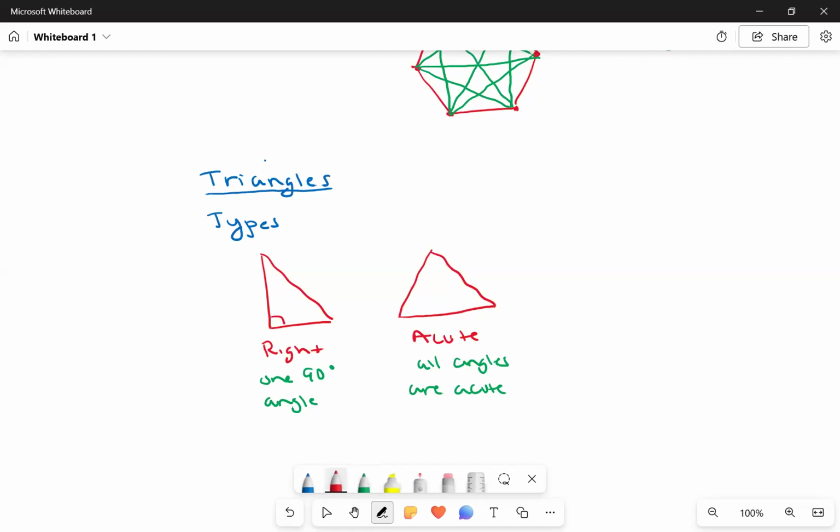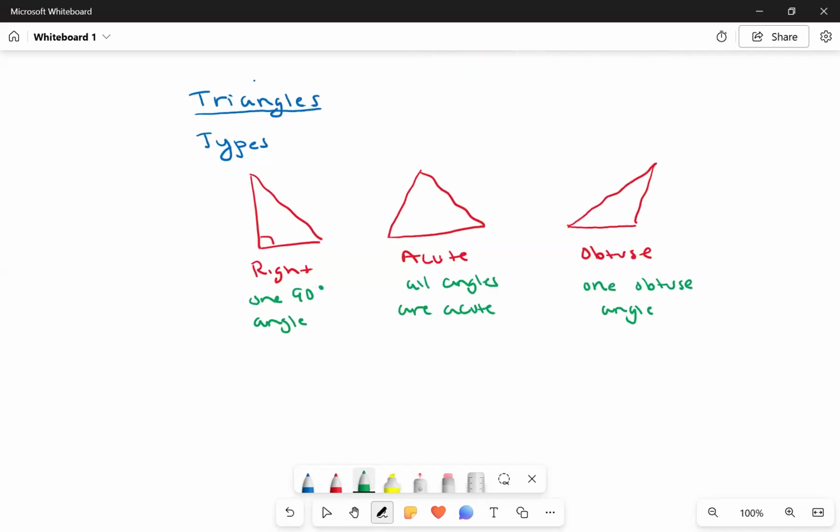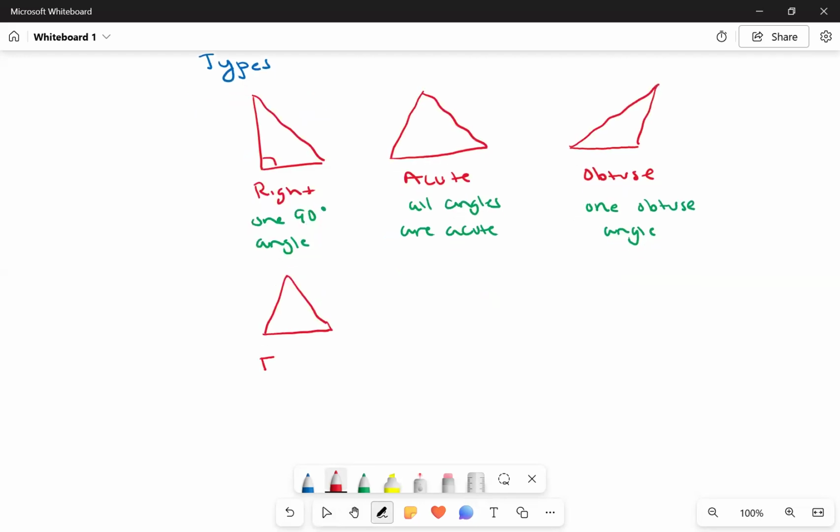And then there is an obtuse triangle. With an obtuse triangle, like with a right triangle, we have one obtuse angle. All right. And then when all of the angles are equal, we call that an equilateral triangle. And with an equilateral triangle, not only are all the angles equal, so are all the sides. So all the angles and the sides are equal. Now we're going to get into triangles that also have things going on with the sides themselves. Okay.